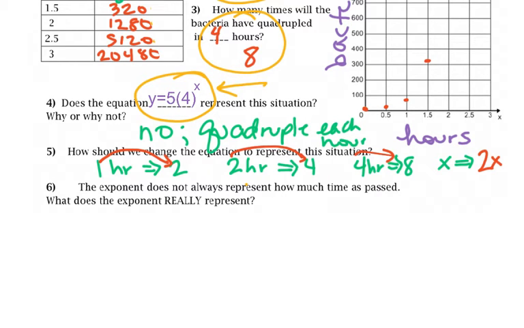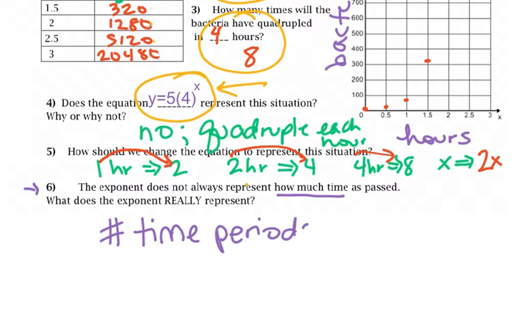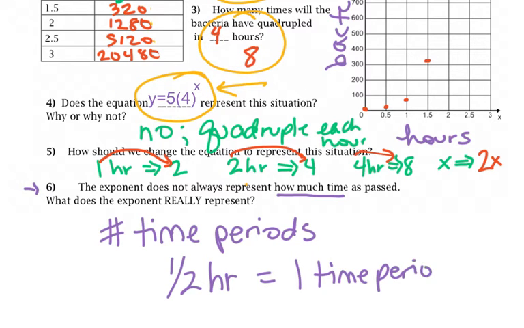So number 6 is a really important idea. It says the exponent does not always represent how much time has passed, but what it really represents is the number of time periods that have passed. Depending on what the problem is talking about, like in this case it says that it quadruples every half hour, so in this problem, a half hour equals 1 time period. That's really important as you get through some problems. You have to pay attention to what the time periods are that they're talking about.